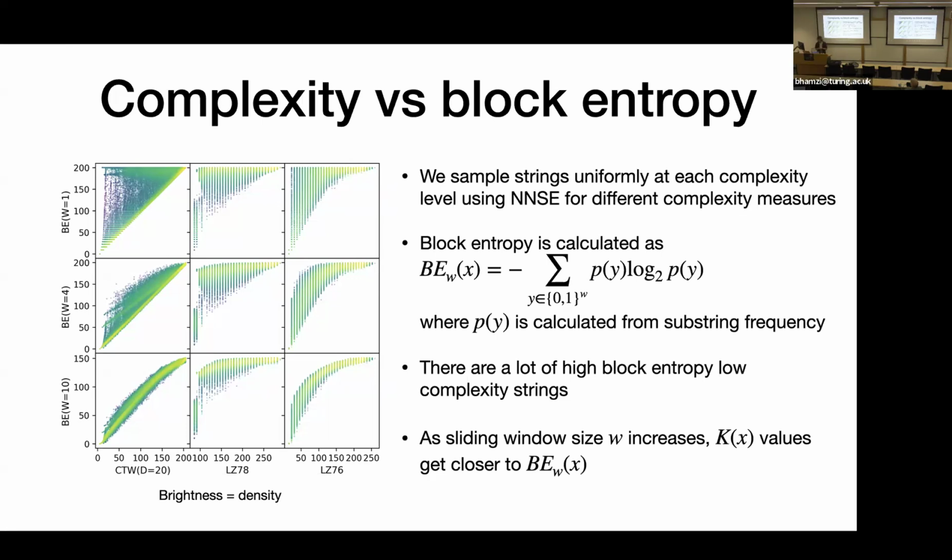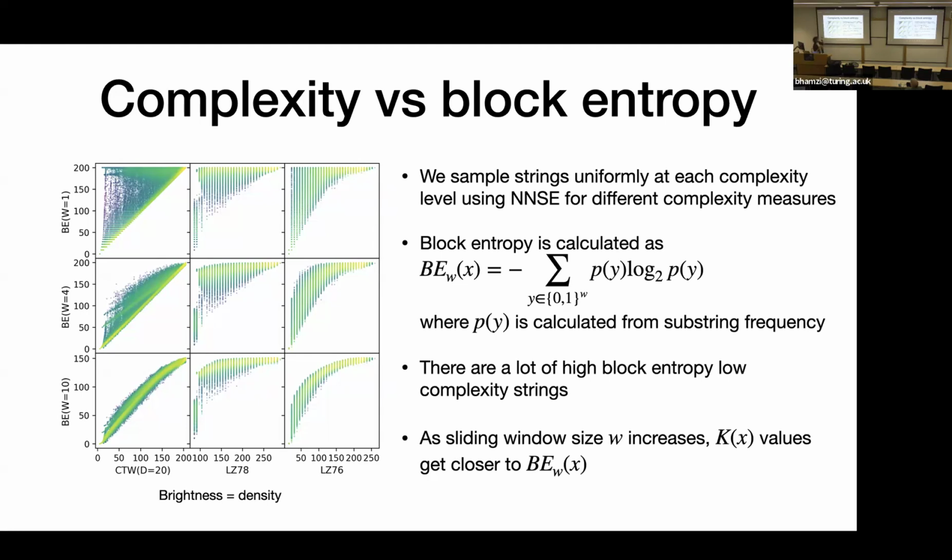So what we did is we sampled strings from complexity levels for these different complexity measures. And then we found their block entropy values. For block entropy 1, which is Shannon entropy, what we found is there are a lot of strings that have very high Shannon entropy, but very low complexity. The simplest one being like 0, 1, 0, 1, 0, 1 repeat. So this method is able to find strings like that.